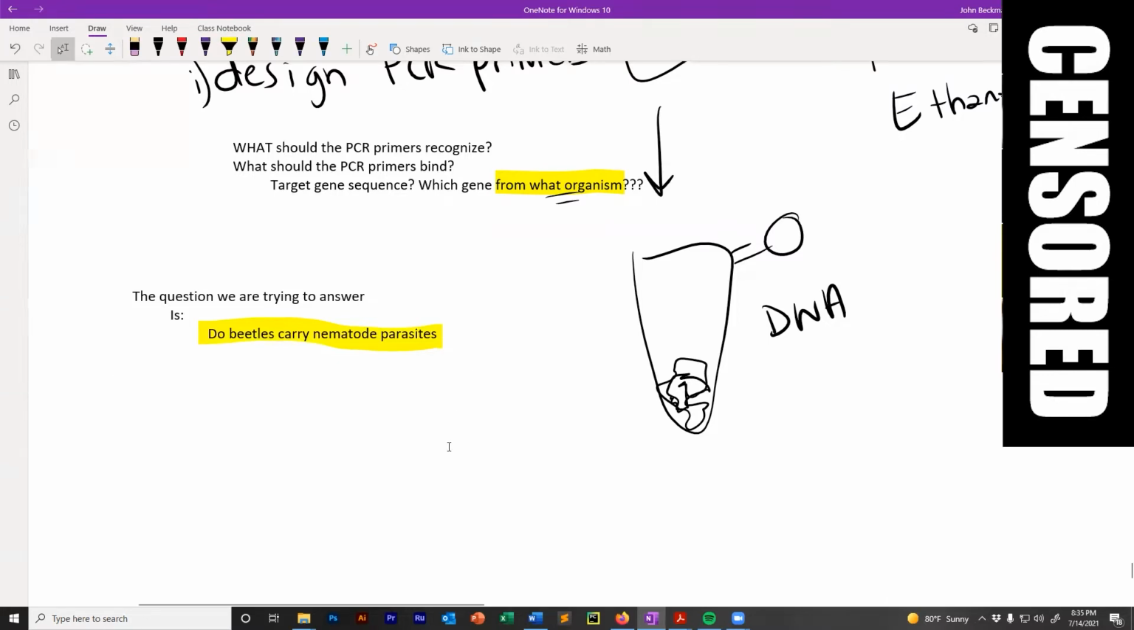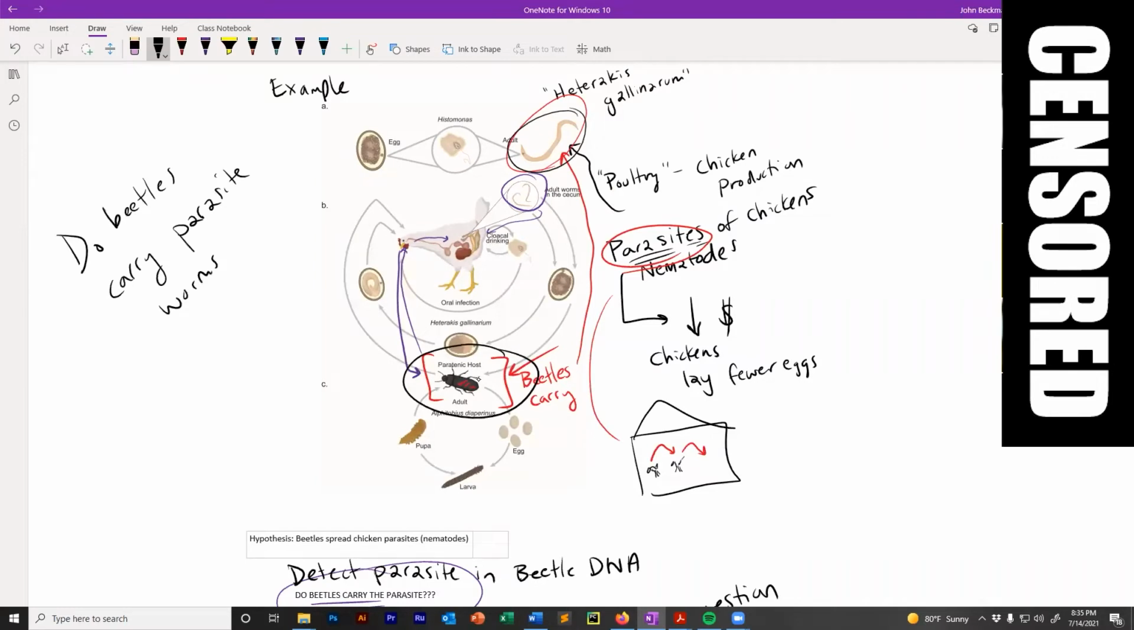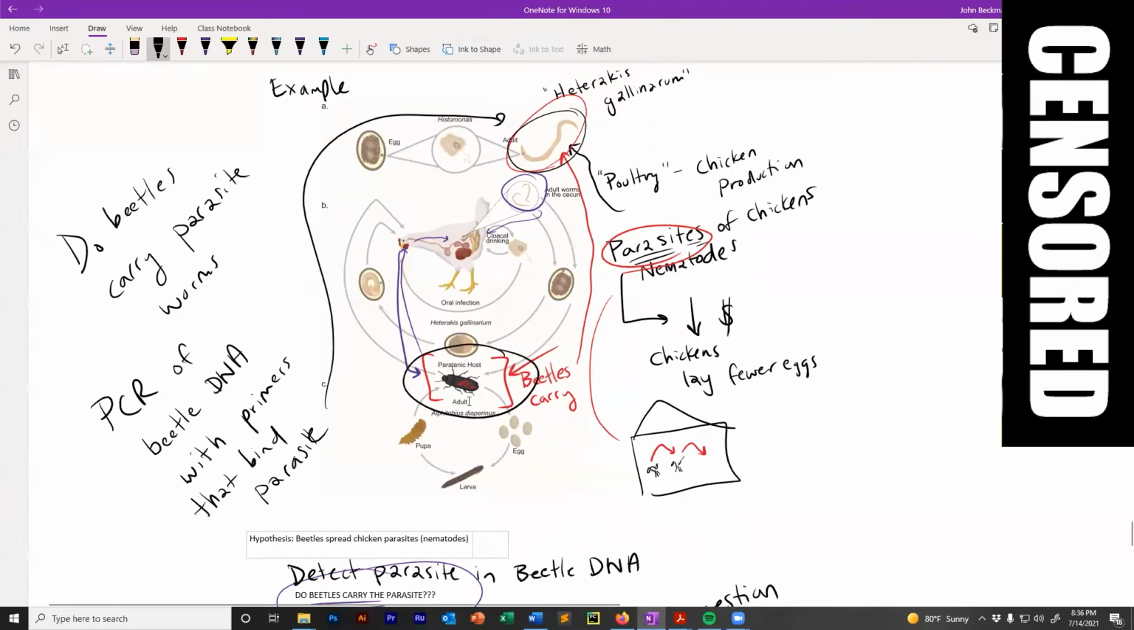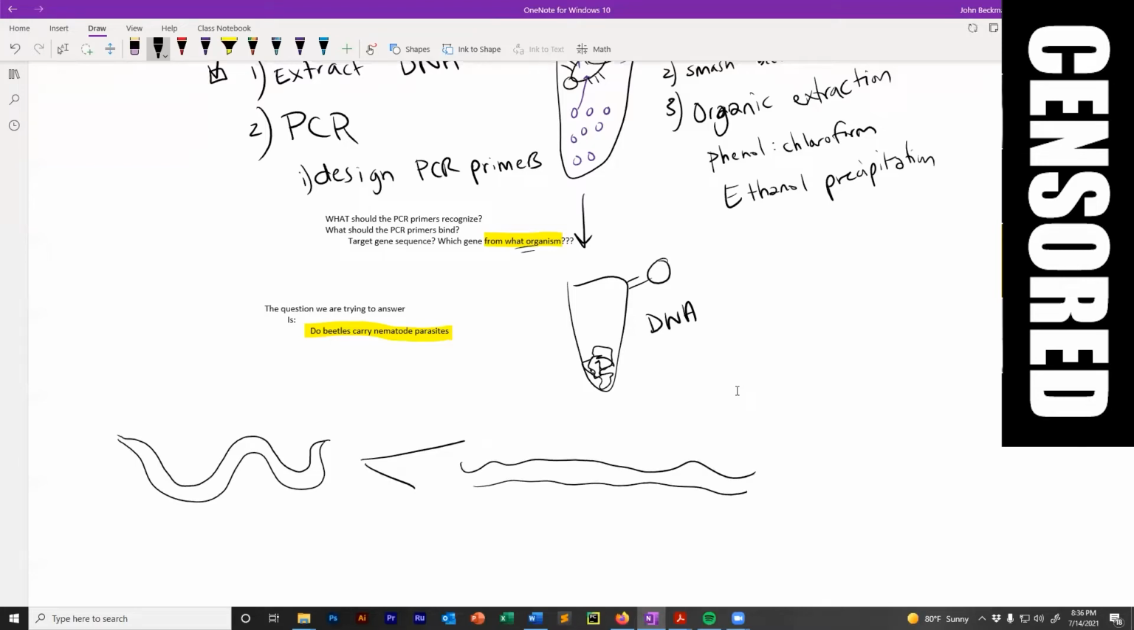Okay, so if our goal is to determine, do these beetles carry these worms? We can answer this question with PCR of beetle DNA with primers that bind the parasite, the worm. Okay, so here's the worm. In the worm is a genome of DNA.